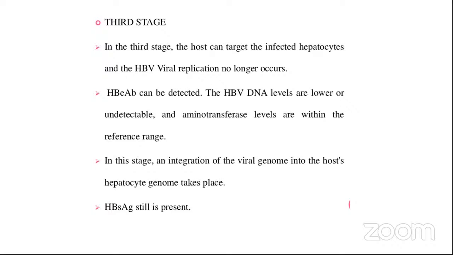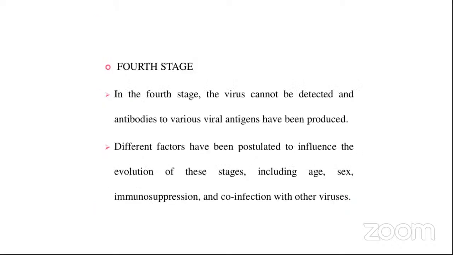In the third stage, the host can target the infected hepatocytes, and viral replication no longer occurs. The HBV DNA levels are low and undetected. Aminotransferase enzyme levels are within the reference range. And in this stage, integration of the viral genome into the host hepatocyte genome takes place. So what happens in the third stage? They keep some of their genetic material in the host, and still this antigen will be there, you can detect it.